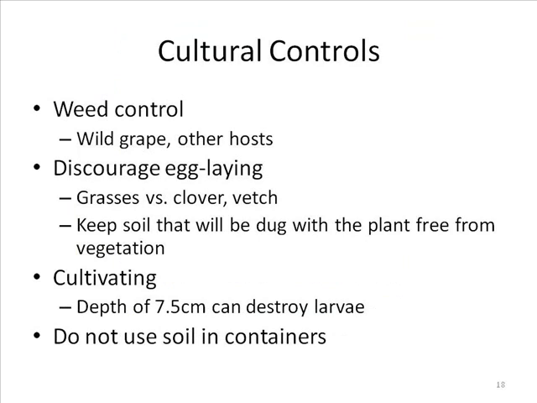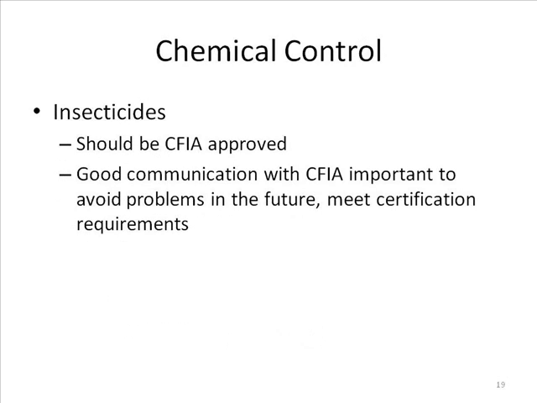Cultural controls for Japanese beetle include good weed control of host plants, using clover or vetch covers instead of grass, which support larval populations, cultivating soil to destroy larvae, and using soilless mix instead of containers with any soil. Adults prefer not to lay eggs in soilless mixes. There are insecticides available for Japanese beetle management. These should be approved by CFIA in order to help maintain your proper certifications.